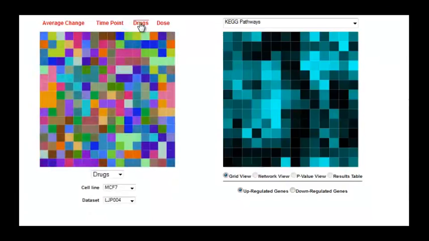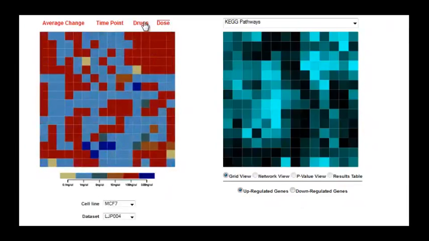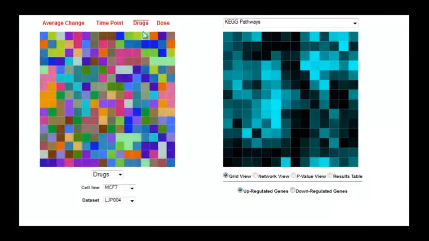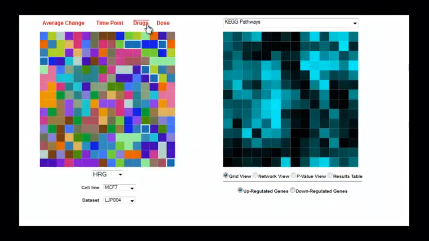You can have a view of all of the drugs or ligands that were used and the dose. One of the useful things about the drugs view is that it helps you to locate specific drugs of interest. So for example, if I select a specific drug, I can see the perturbations where the drug is. The location of the perturbations for a specific cell line and specific batch is the same whether you're looking at average change, time point, or drug.